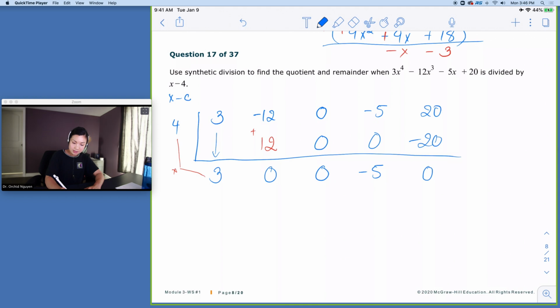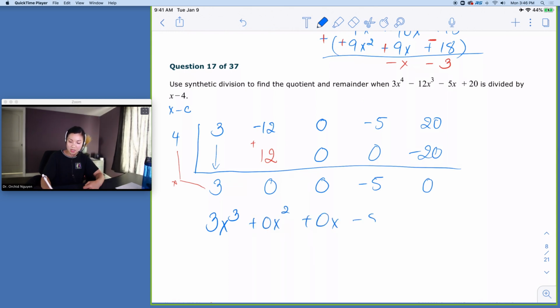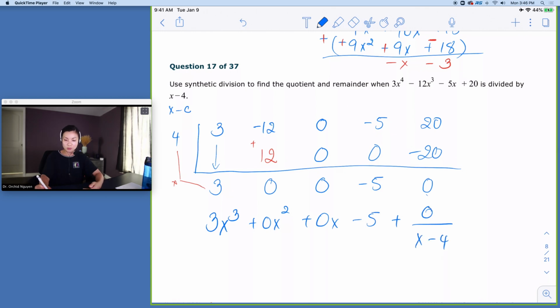This one is the coefficient of x cubed. How do I get cube? It is 1 less than the original. You see the original is 4. So take away 1. That's why you have 3. Okay, so 3x cubed plus 0x squared plus 0x minus 5. And 0 is the remainder. Plus 0 over x minus 4. I understand that you don't have to put the 0 in, but I want to show you if we have other than 0, that's how you write your answer.